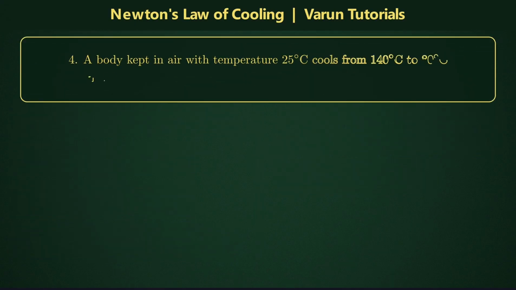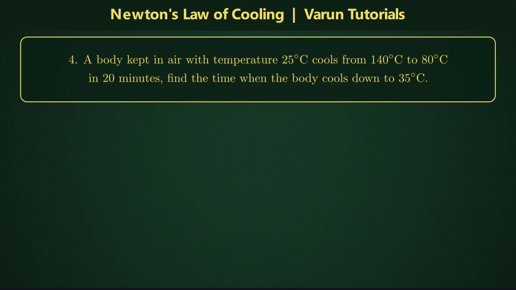Let's solve the fourth problem. A body kept in air with temperature 25 degrees Celsius cools from 140 degrees Celsius to 80 degrees Celsius in 20 minutes. Find the time when the body cools down to 35 degrees Celsius. Let us solve it step by step.